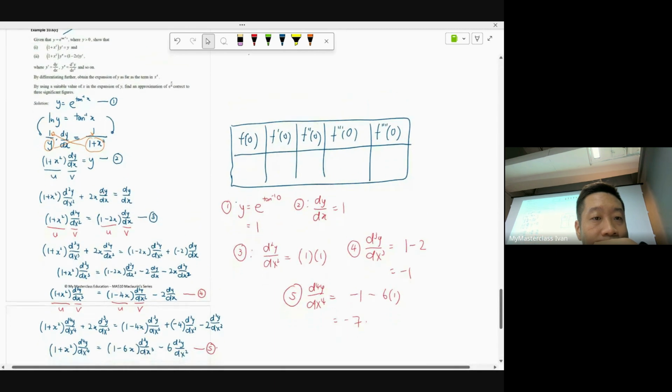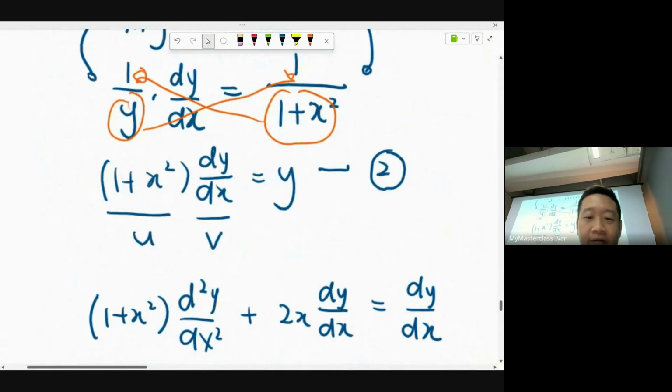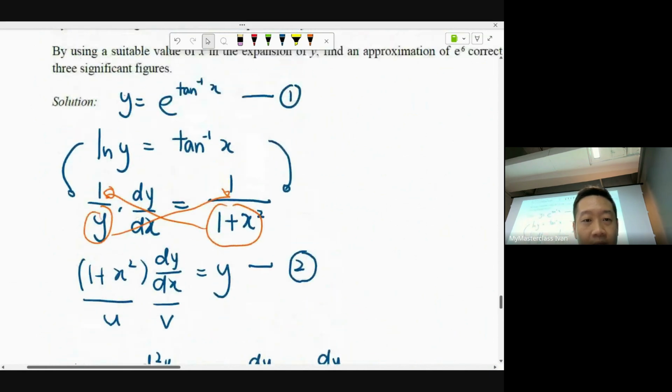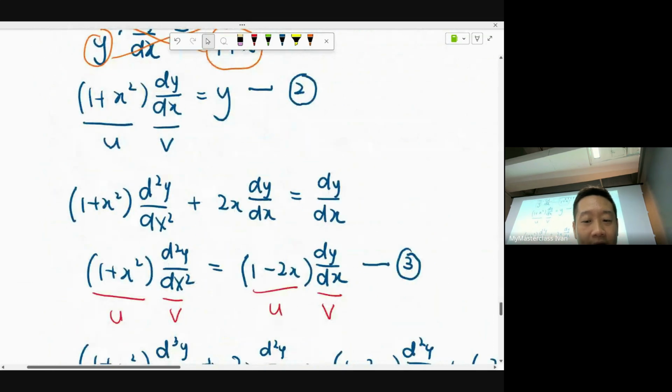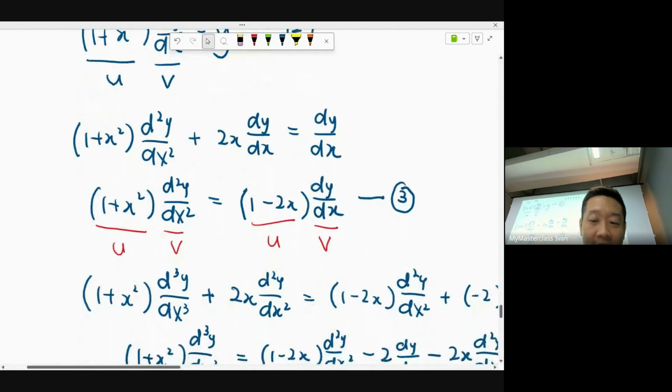Differentiate part two, by differentiating part one. This is part one, right? Part two is d2y. Differentiate this to get this. We got four. It's just very simple. You get number three? Why prime? Then u v. Then you are going to get this.